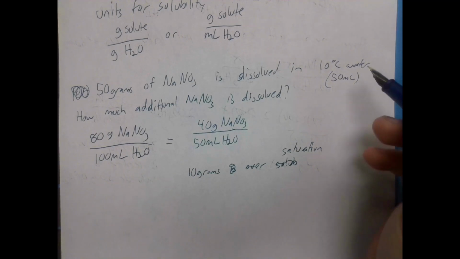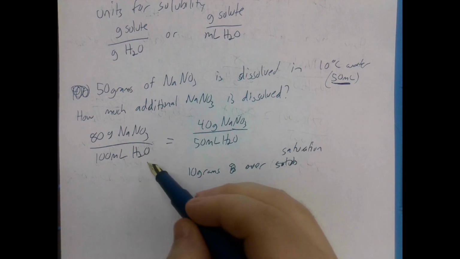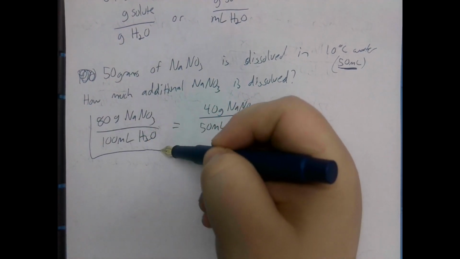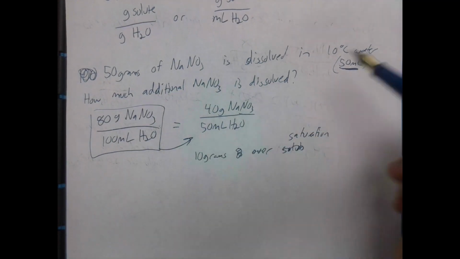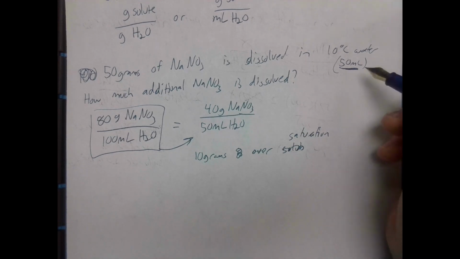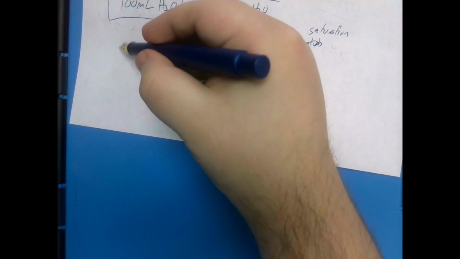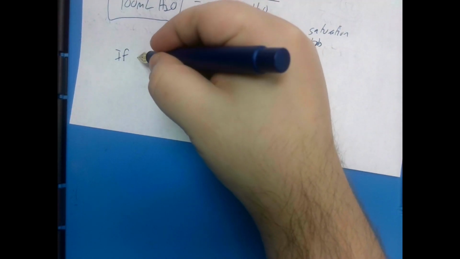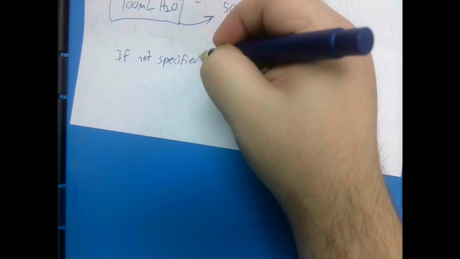So make sure you check how much water you're putting into it and convert. The curve only tells you for 100 milliliters. You need to convert it into how many milliliters is specified. And if it isn't mentioned, assume it's 100 milliliters of water.